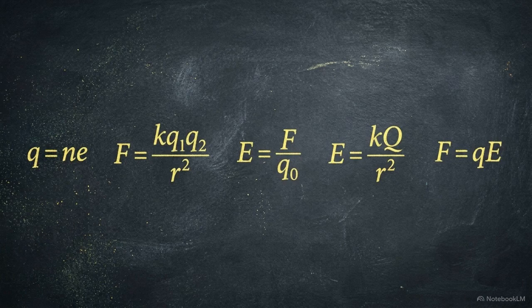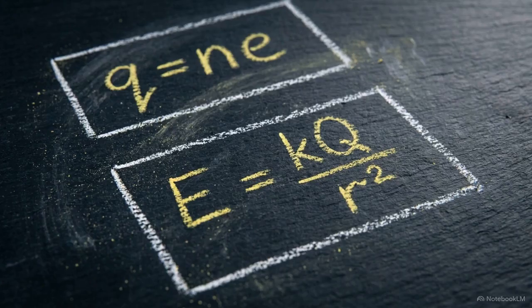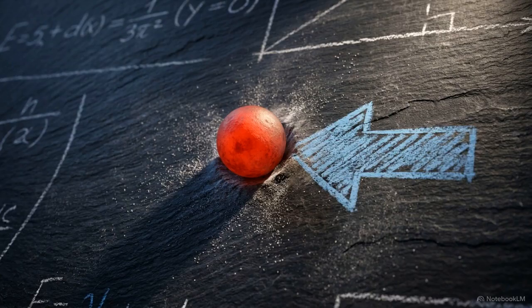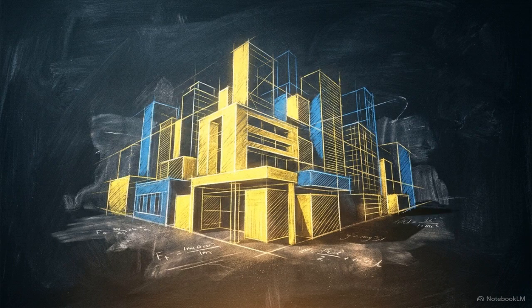To solve every problem in Chapter 1, you must master these 5 foundational equations. They cover quantization, force between pairs, field strength, and the force on a charge within a field. These formulas, paired with the LARA and AQC memory anchors, provide the framework for every calculation in this chapter. For a final knowledge check, what is the correct SI unit for the electric field? The correct answer is newtons per coulomb, or volts per meter. Mastering these invisible properties and the vectors that define them has built a clear, functional foundation for the rest of physics.